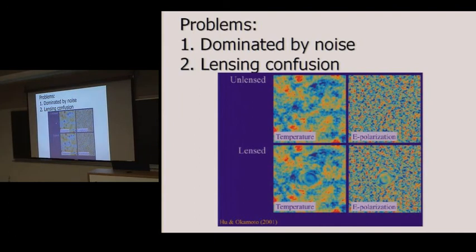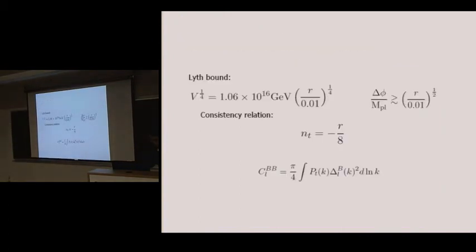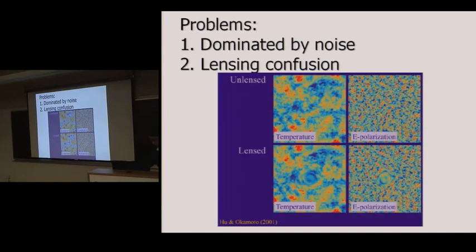But on the other hand, it also has some problems. First of all, it is dominated by noise, as we know from the previous talks. There are also some lensing confusions. Here you see the unlensed map and the lensed map, and lensing can convert some of the temperature and E-mode polarization into B-mode polarization. So effectively it will add as a noise. When you are doing estimation or forecasts, this lensing also needs to be taken into account.